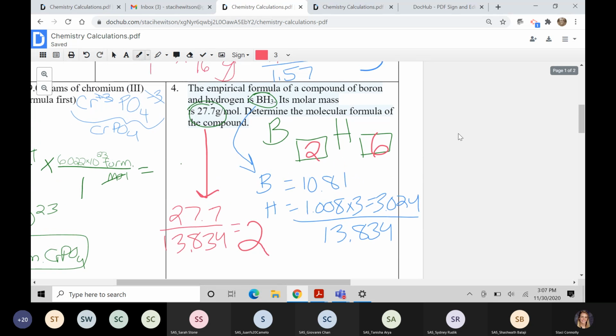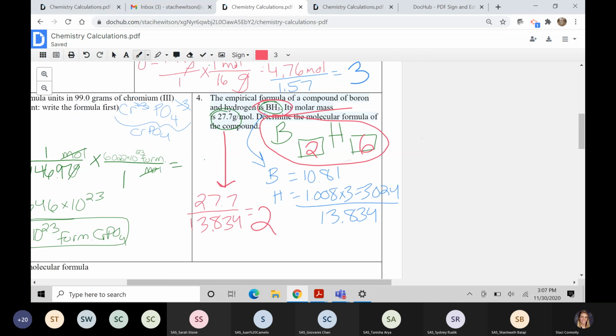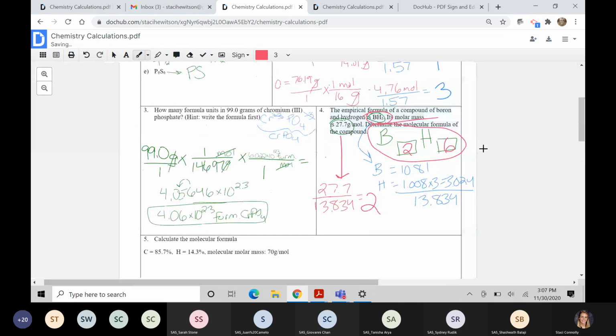So we basically multiplied these subscripts up here by 2, and then this was our answer. So we got the molecular formula, the non-reduced version of that formula. Okay. All right, any questions so far?